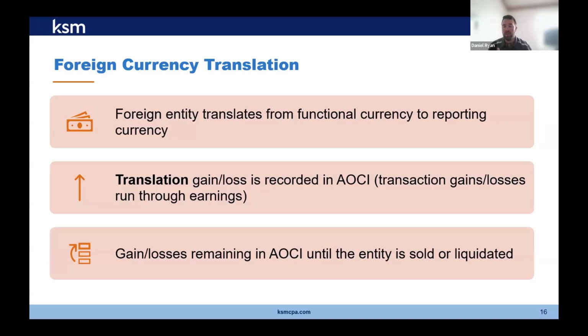Obviously, we couldn't have the same set of financial statements incorporating pounds and dollars within the same set of statements. We need everything in the same currency. That's the translation transaction that we're talking about.